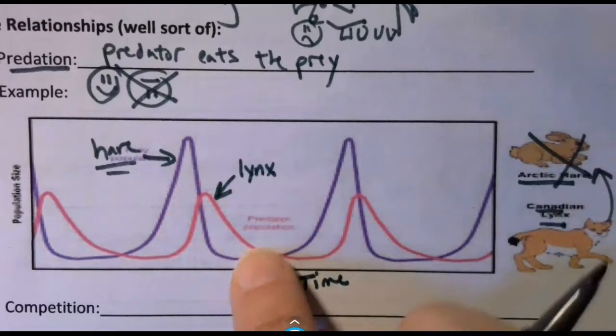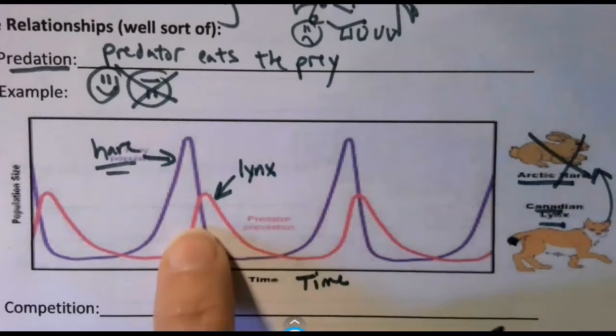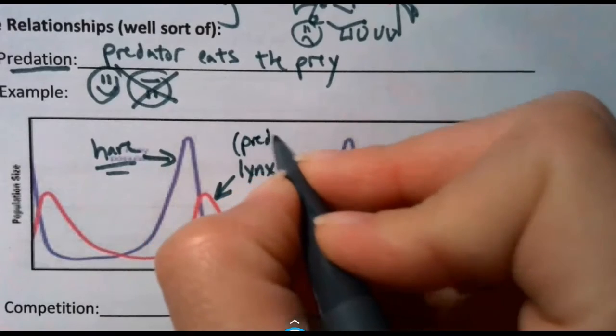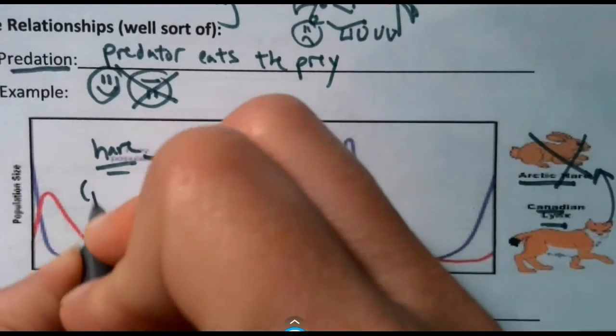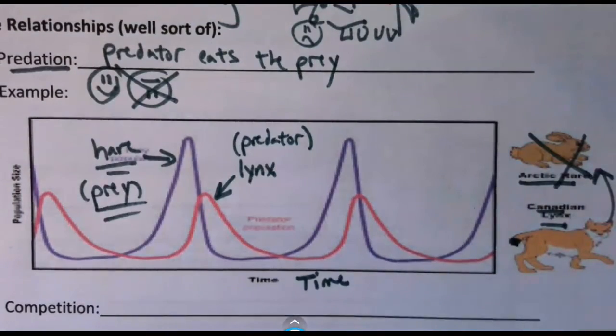When there's not as many lynx, the hare population can increase again, which allows the lynx to eat more and have more babies, so their population increases. So there's a relationship between this predator, this is the predator, the amount of predator, and the amount of prey. And this is a common predator-prey graph you'll see.